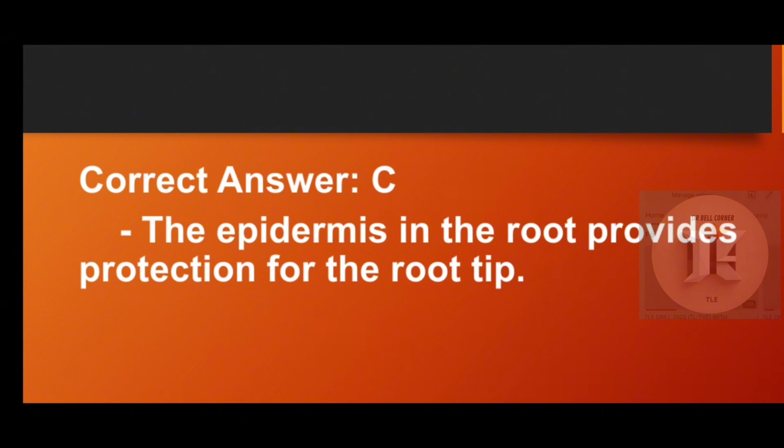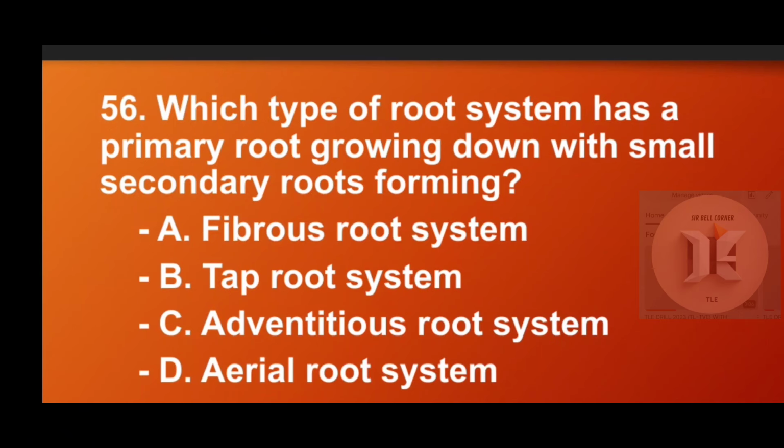Correct answer. C. The epidermis in the root provides protection for the root tip. 56. Which type of root system has a primary root growing down with small secondary roots forming? A. Fibrous root system. B. Tap root system. C. Adventitious root system. D. Aerial root system.